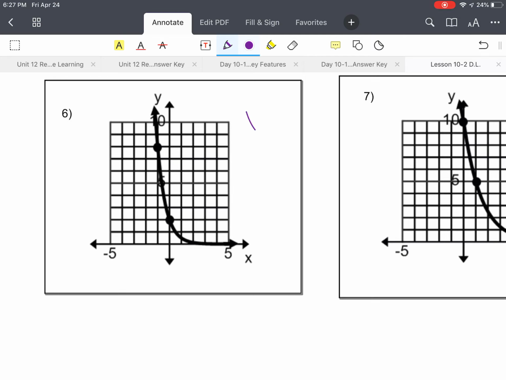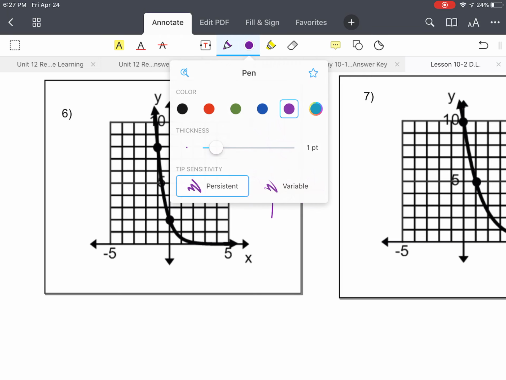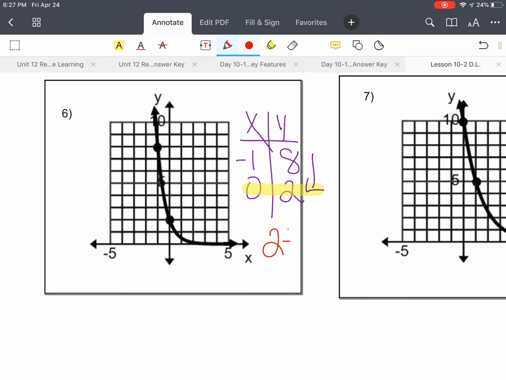Okay. So in 6, we'll make our table. I have the point -1, 8, and I have the point 0, 2. Okay, so I know my y-intercept is 2. I need to figure out 8 times what gives me 2. I'm not sure. So what I'm going to do is go into my calculator and do 2 divided by 8. To go up in the chart, just do division. So 2 divided by 8, I get 1/4, 0.25.